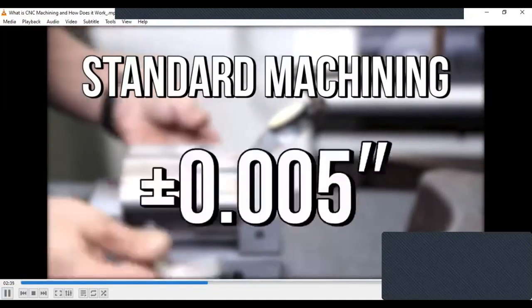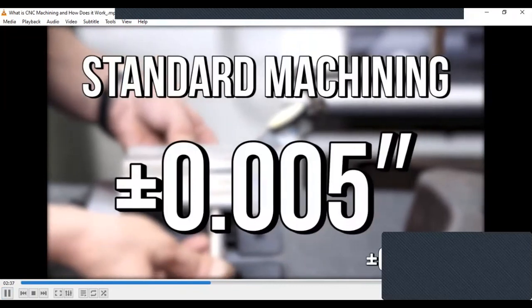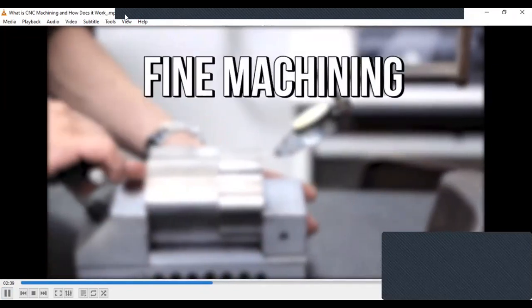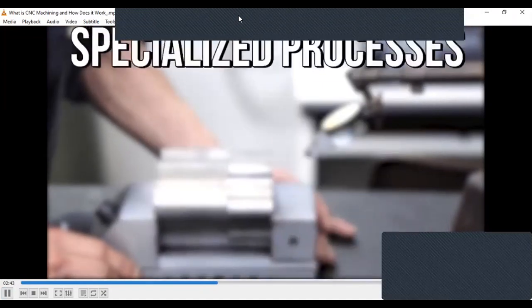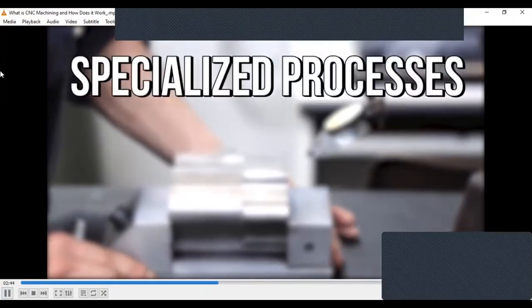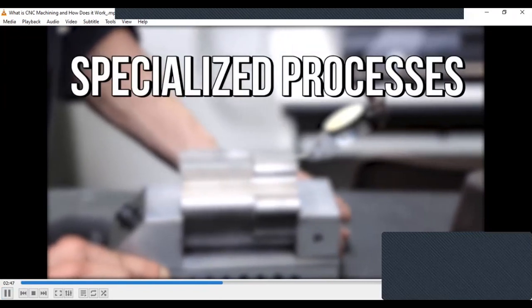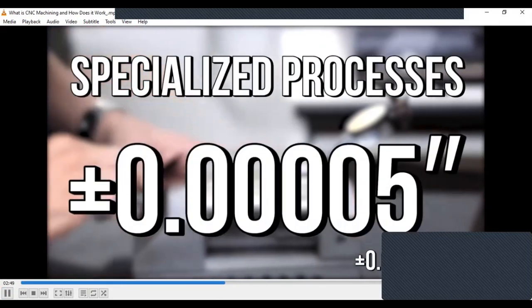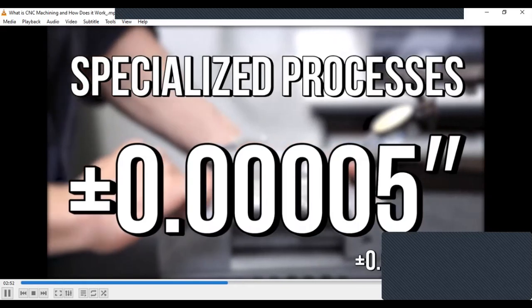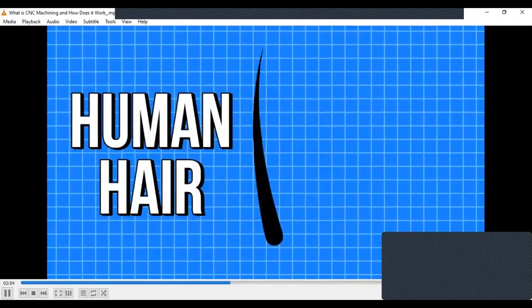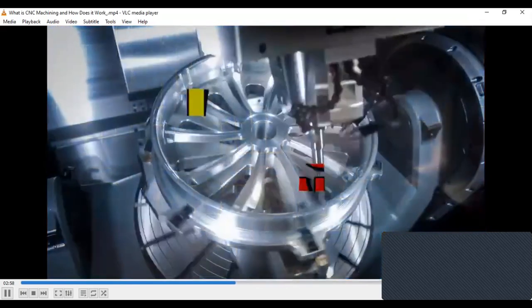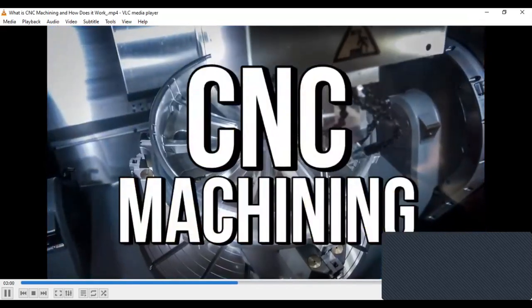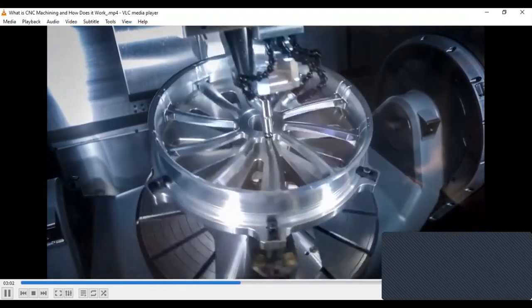Standard machining gives tolerances on parts of around plus or minus 0.005 inches. Fine machining can produce tolerances of about plus or minus 0.001 inches, and specialized processes like polishing can offer repeatable tolerances as tight as plus or minus 0.00005 inches. For reference, a human hair is 0.00069 inches thick. Now that we have the basics of CNC machining out of the way, we can start to dig into the intricacies held within.